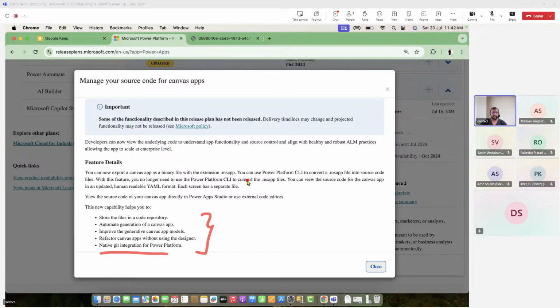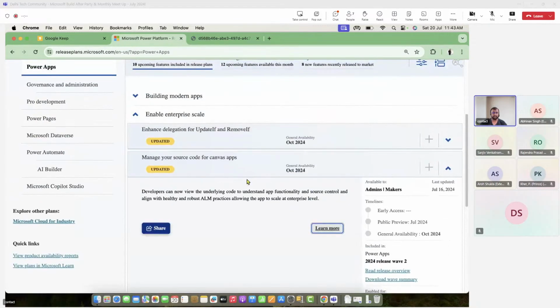So again, you can use Power Platform CLI right now to convert your MSAPP file into source code files. And with this feature, you no longer need to use Power Platform CLI to do this activity. Natively, this feature will be available, and you can read the YAML file format already into your Canvas application. So that's also another interesting one which will be available.